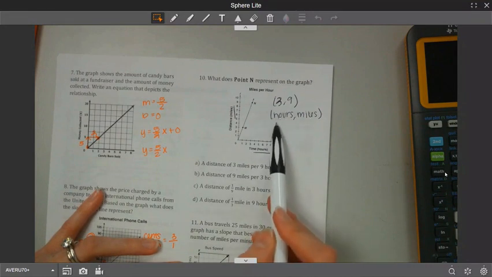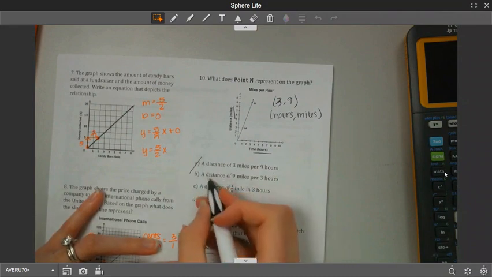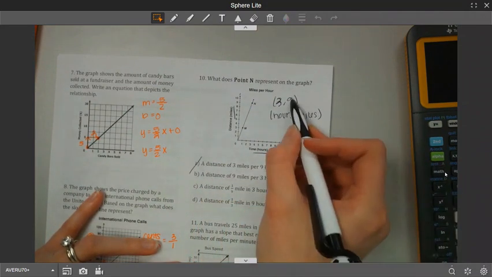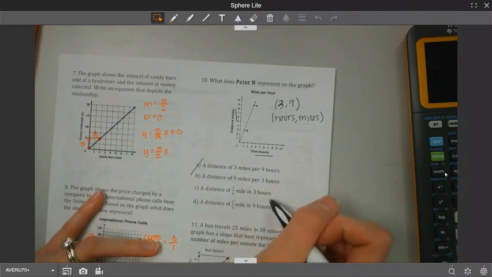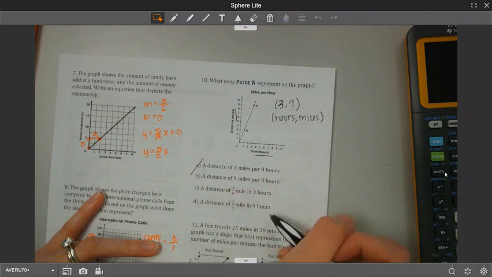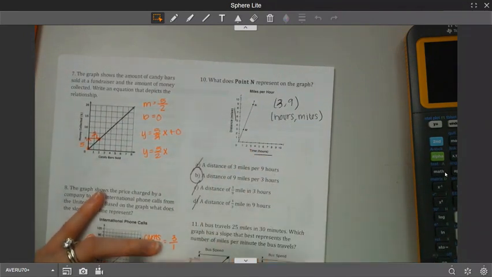So here, a distance of 3 miles per 9 hours. Well, 3 was hours, not miles, so A doesn't make sense. A distance of 9 miles per 3 hours. 9 miles, 3 hours. That sounds pretty good. 1/9 of a mile in 3 hours? That sounds like you're running very slowly. 1/3 of a mile in 9 hours? Again, very slow. Doesn't make sense. B is the best choice.